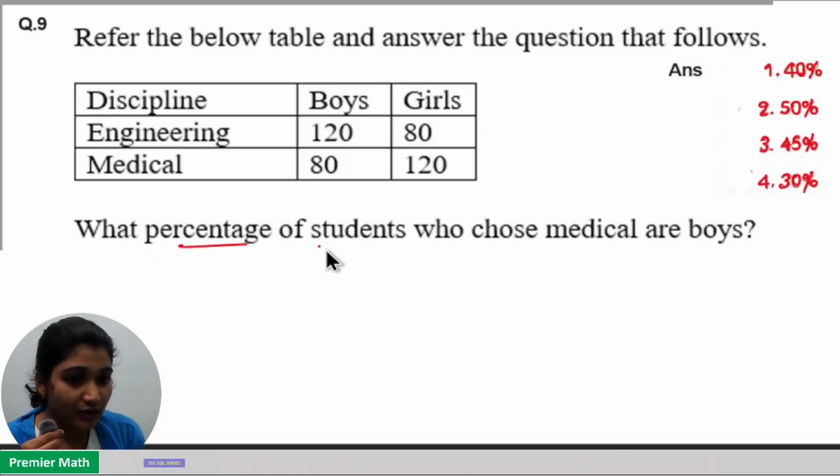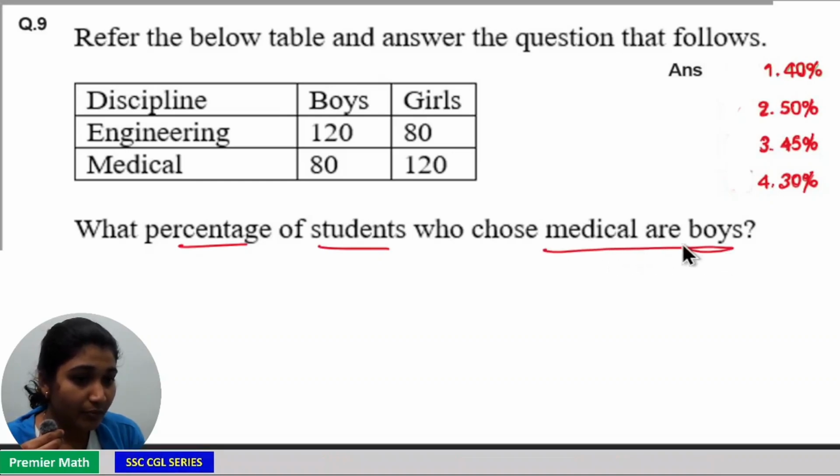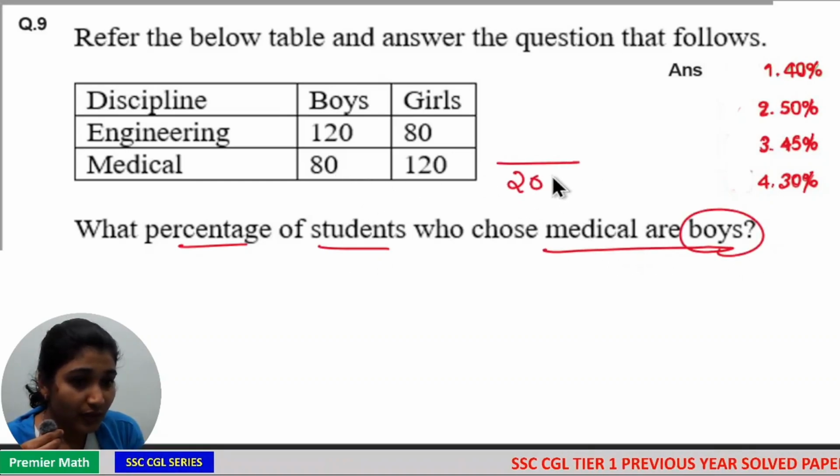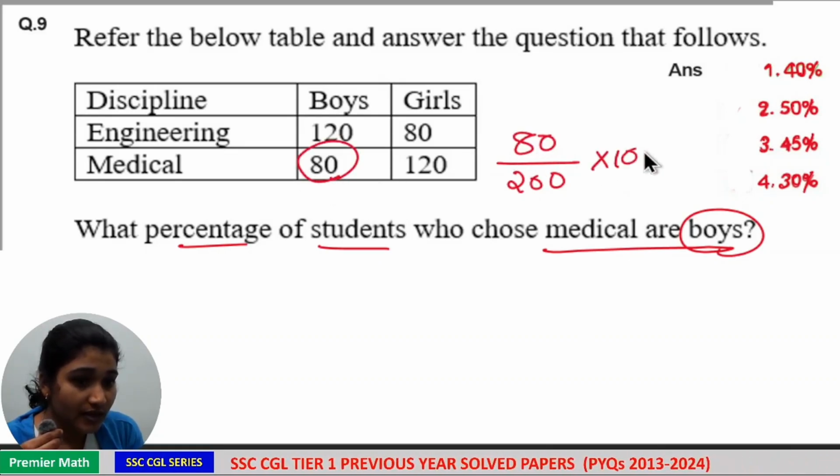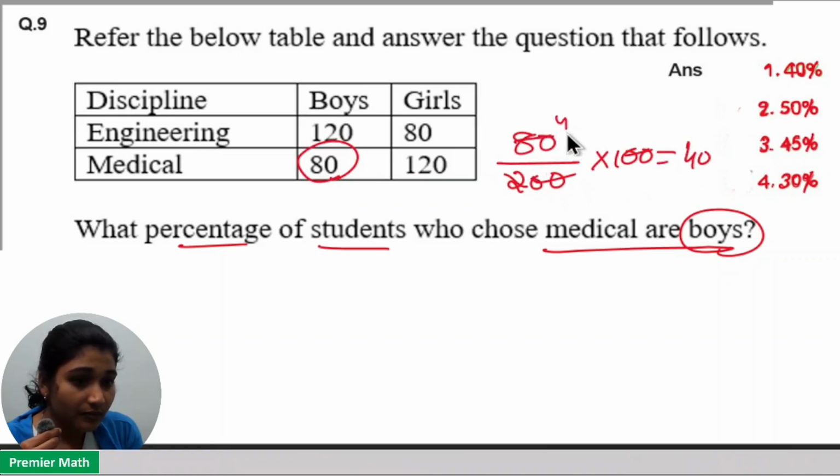What percentage of students who chose medical are boys? Here, total medical students are 80 plus 120, 200, out of which 80 are boys. So the percentage is equal to 40%. Option 1 is your answer.